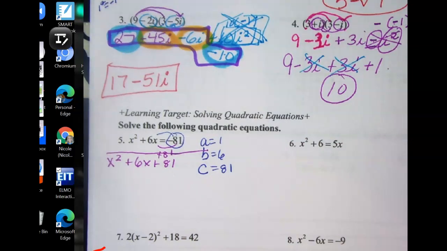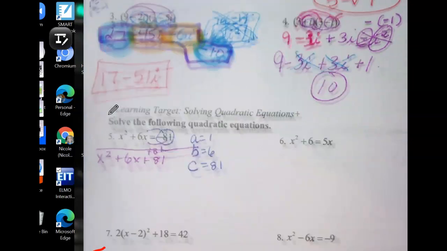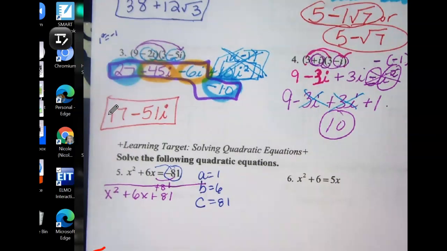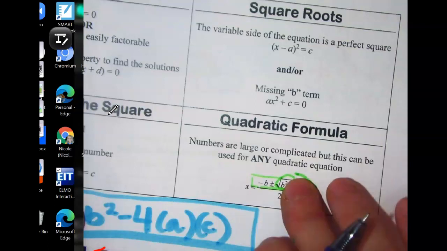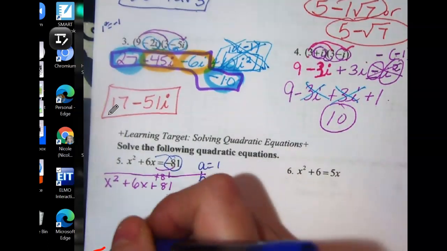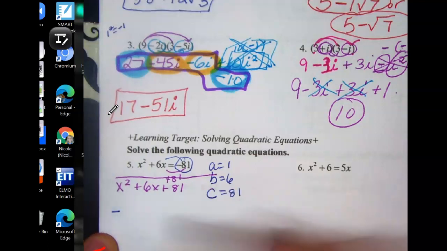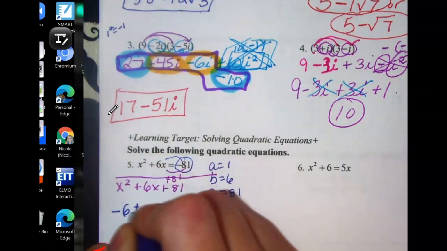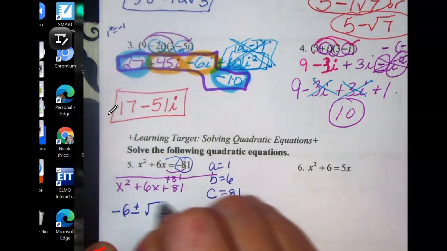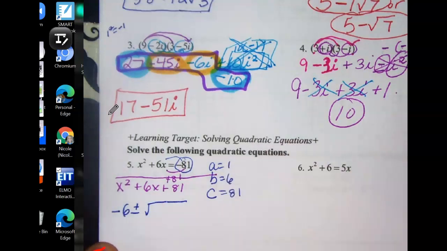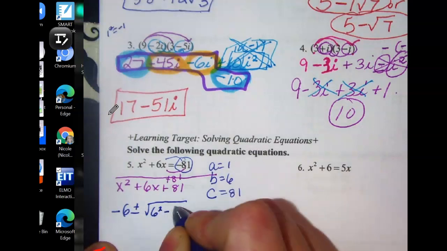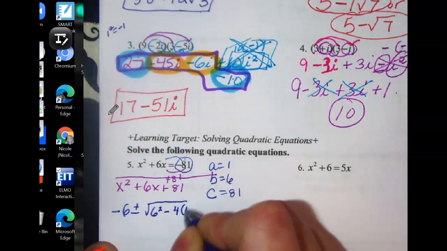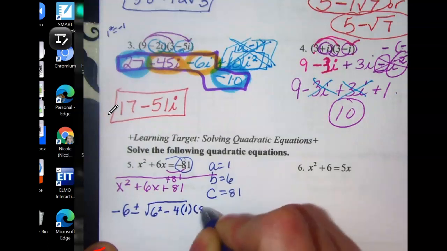So using our formula, again, we're going to do that quadratic formula, this whole entire thing, plug numbers in. So I have my negative b, so negative b is right here, and then I have plus or minus, and then I'm going to do the square root, and then I have to do, remember underneath there I have b squared, which is 6 squared, minus 4 times a, which is 1, times c, which is 81.